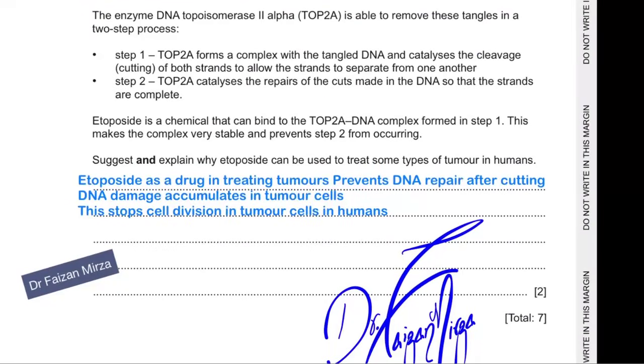Etoposide is a chemical that can bind to this DNA complex at step 1, which means here. This makes the complex very stable and prevents step 2 from occurring, which means the cut will be there and the cut will not be repaired. So this explains why it can be used in the treatment of diseases such as tumors. Etoposide as a drug in treating tumors prevents DNA repair after cutting. So DNA damage accumulates in the tumor cell. This stops cell division in the tumor cells in humans.